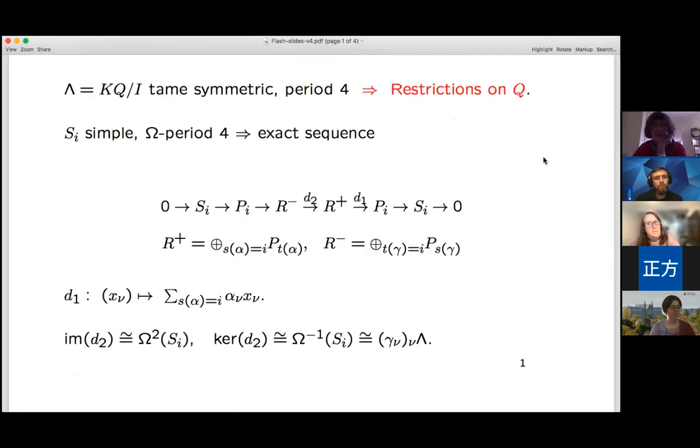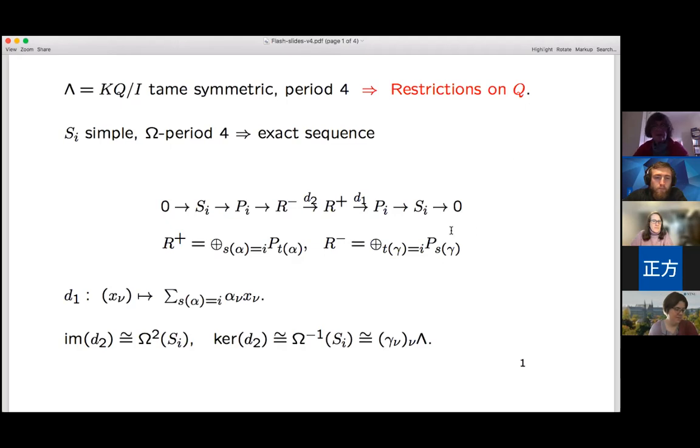So anyway, this sequence is the most important one, so I'm saying a bit more about it. You have a map d_1, which maps some tuple of x's to the sum of alpha_nu x_nu. This map has a kernel, and the kernel is omega squared of the simple module. Since it's period 4, it doesn't go on very far. So the next kernel is omega cubed, and it's isomorphic to omega inverse. There's also a general description of that in terms of arrows. So this is quite general.